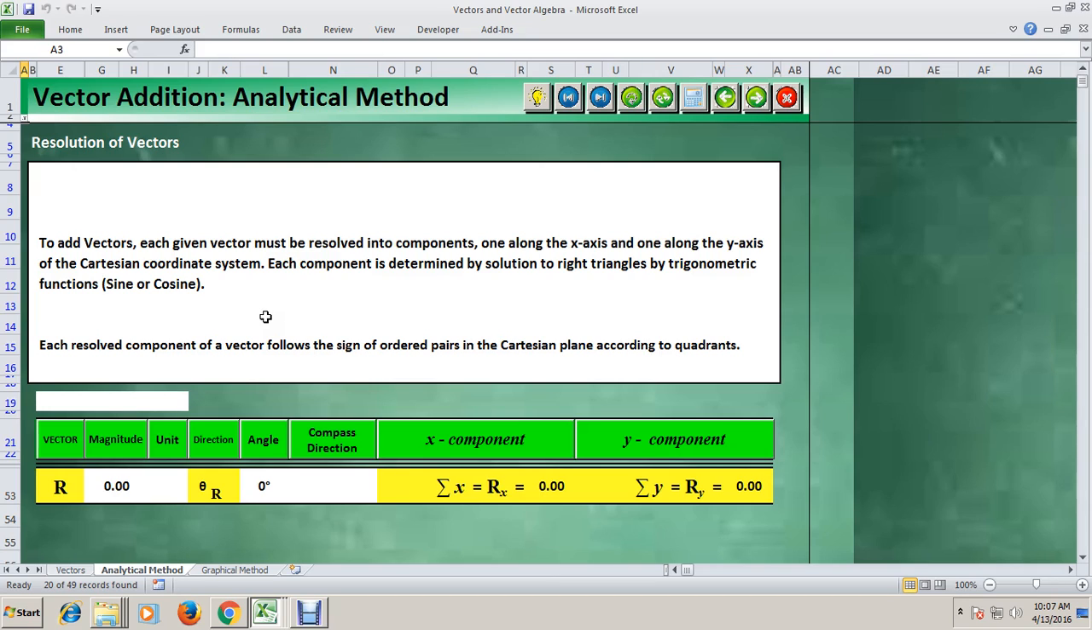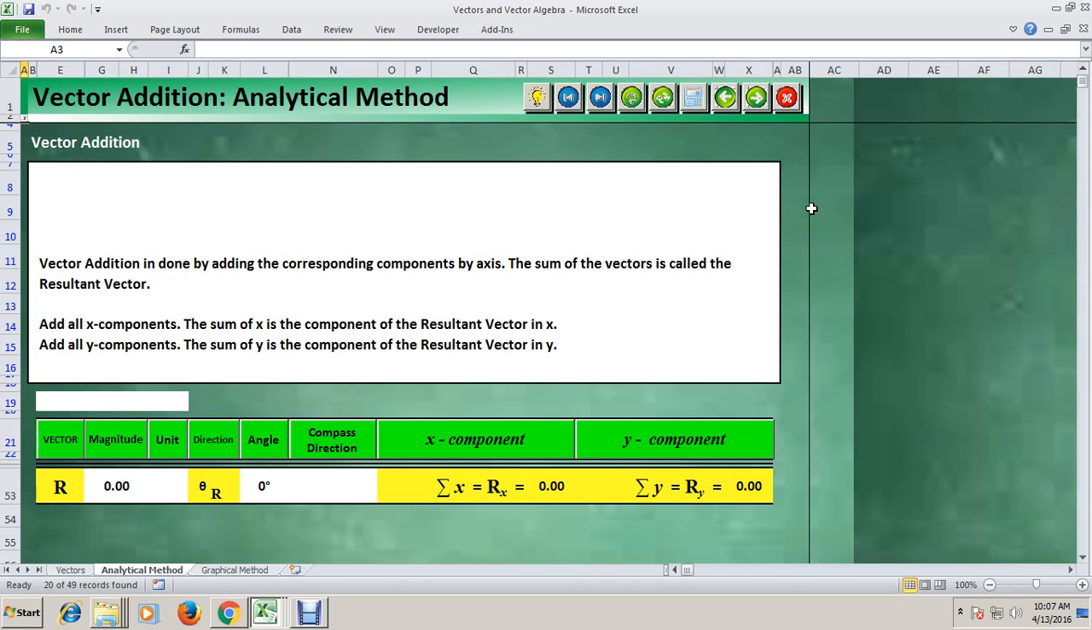Okay, so take note that each resolved component of a vector follows the sign of ordered pairs in the Cartesian plane according to quadrants, such as what we have discussed previously in the previous video. That on the first quadrant you have positive x, positive y. Therefore, if a vector is located on the first quadrant, its components would be positive x and positive y also, and so on for the succeeding quadrants. Anyway, we will be discussing more on that in detail when we do examples.